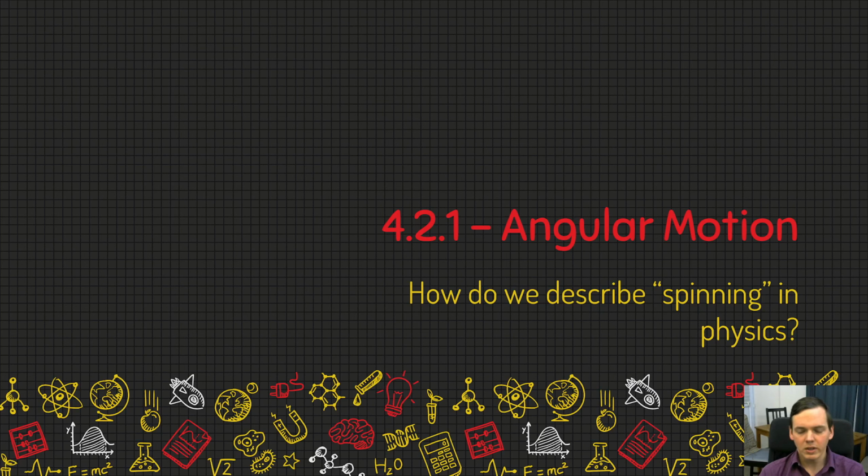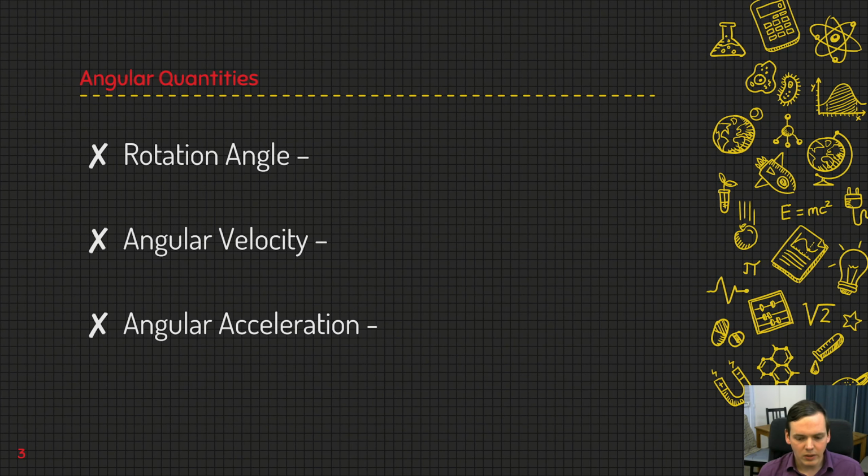All right, when we're looking at circular motion, we want to start by describing angular motion. So this is looking at this question of, in physics, how do we describe the idea of spinning? And so in order to define that, we need to talk about angular quantities.